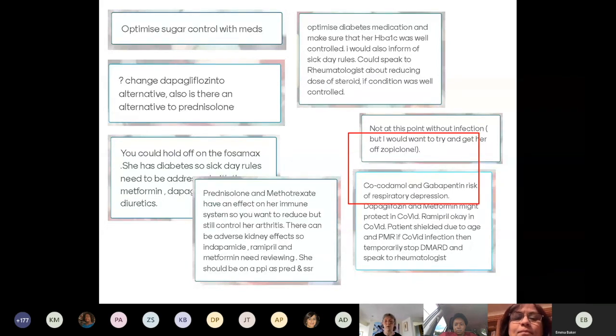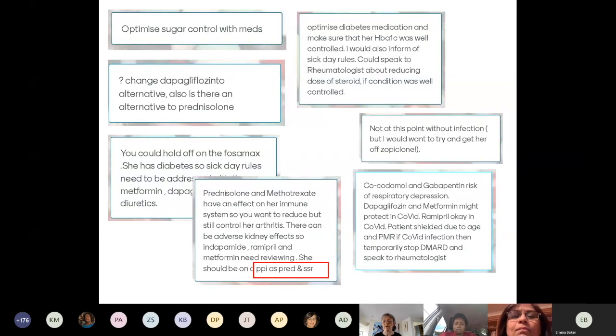I liked the people who wanted to try and get her off the CNS depressant drugs. Very important. Interestingly, respiratory depression doesn't really seem to be an issue in COVID. Everyone's puffing and panting away. Someone suggested gastroprotection for a patient on prednisolone and an SSRI. This showed fantastic awareness of the fact that both of these drugs can increase the risk of GI bleeding. However, the gastroprotection is only necessary if the patient is also on a non-steroidal anti-inflammatory or low-dose aspirin.